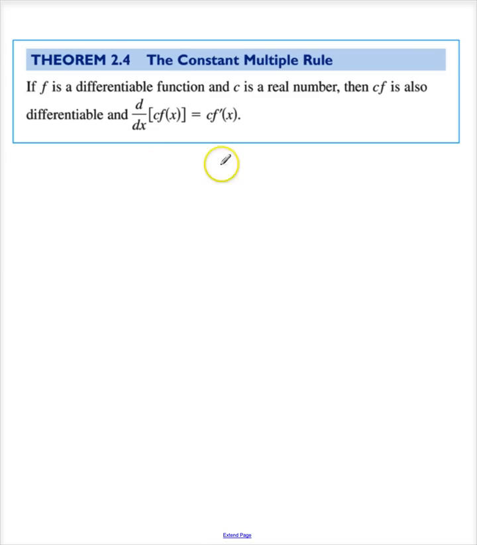The constant multiple rule is really straightforward. Basically, you can factor this out of the derivative. I'm not going to show you the whole proof of this, but basically a constant times a derivative is the derivative. Basically, we can move that constant inside or outside of the derivative as needed.